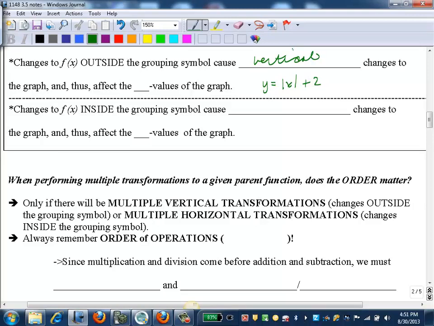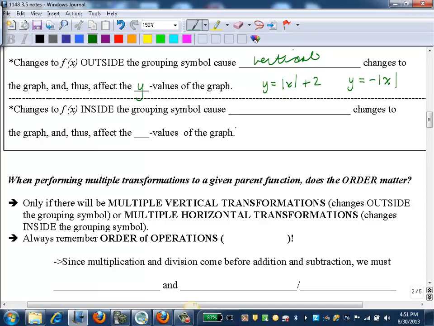So changes outside the grouping symbol will cause vertical changes in the graph, and so that means you're going to be changing the y values. The vertical axis is the y values of the graph. Another example would be y equals negative absolute value of x. When we multiply outside that grouping symbol by the -1, hopefully we remember that that's going to cause a vertical reflection about the x-axis.